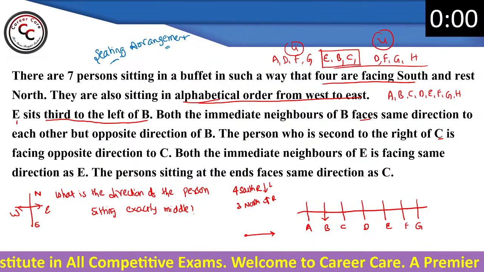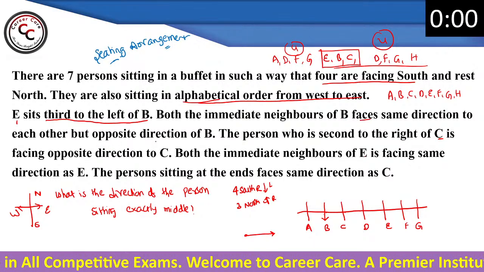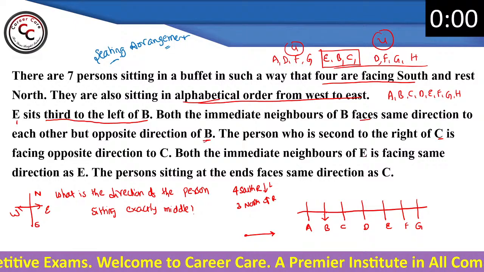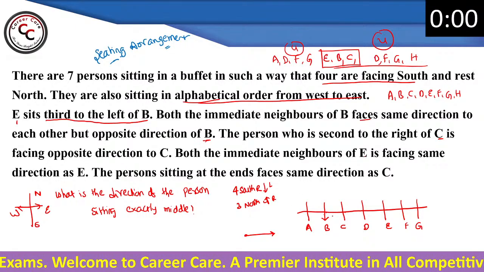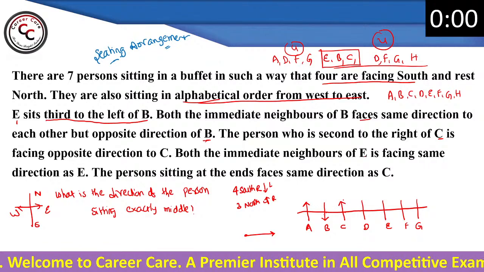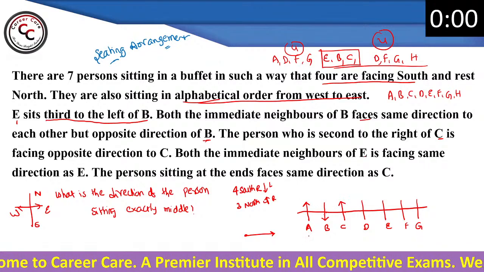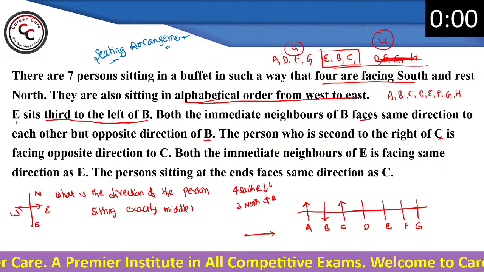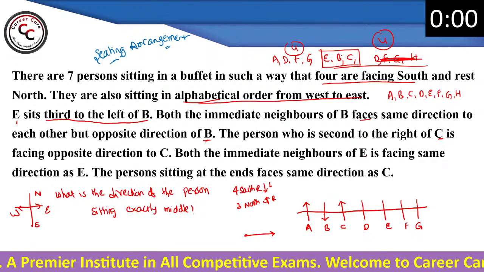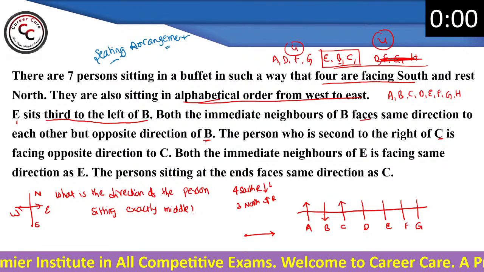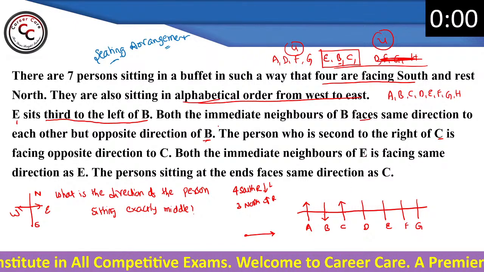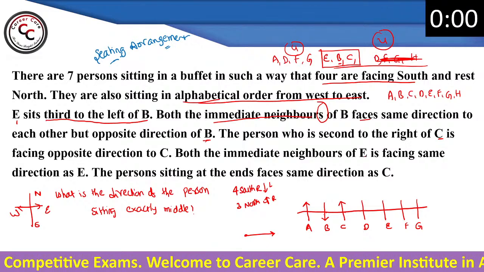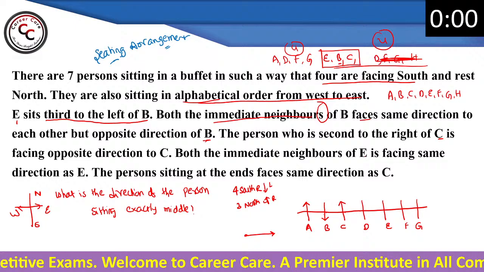Both the immediate neighbors face the same direction as each other, but the opposite direction of B. So B is facing south, so the opposite direction of B is north. That means both the immediate neighbors A and C are facing north. From this information, I can say that the neighbors will be A and C. That means D, F, G, H are not the persons. Definitely, why? Because if I start with B only, the immediate neighbor will be only one person, that is nothing but C. But here he has given both the immediate neighbors, which is plural. That means definitely there will be the persons called A and C.